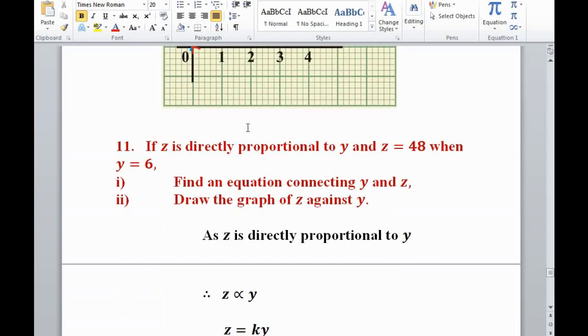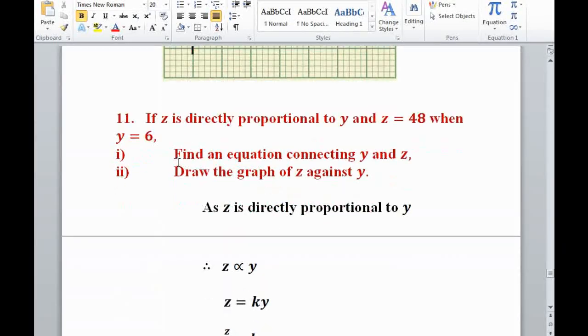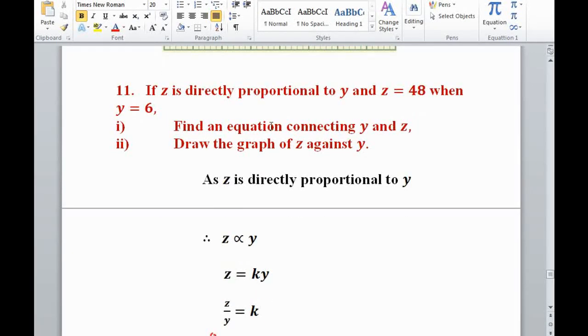Another question, question number 11 from this exercise: if z is directly proportional to y. Again, we have been given 2 variables, z and y. And then we have been given their values, z equals 48 when y equals 6. Find an equation connecting y and z, and draw the graph of z against y.